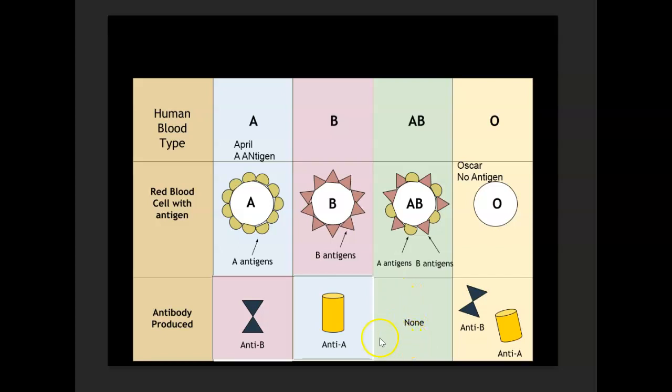So it's the universal recipient. It could receive from O, A, and B. Now, blood type O has no antigens, so it can be donated to all blood types A, B, AB, and O. So you make the opposite antibody of your blood type. Blood type A makes the B antibody, so it could receive from A and O, but not B. Blood type B makes the A antibody, so it could receive from itself and O, but not A or AB. So that is our review of blood typing.